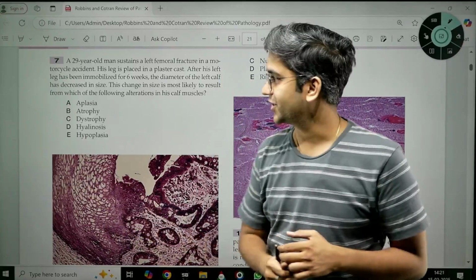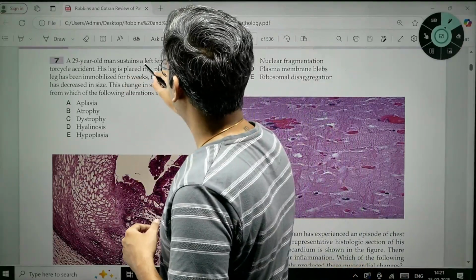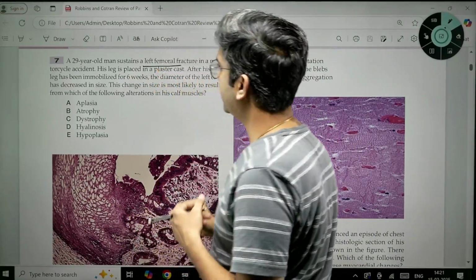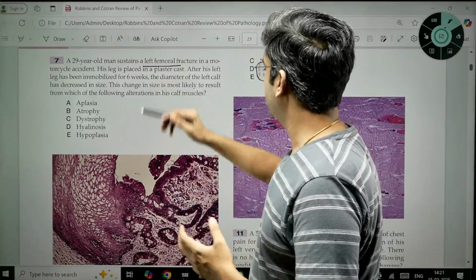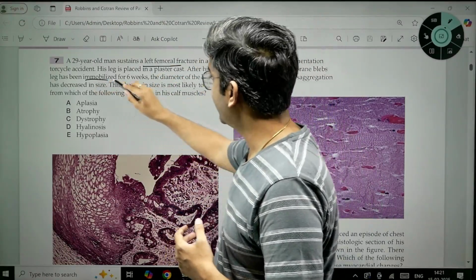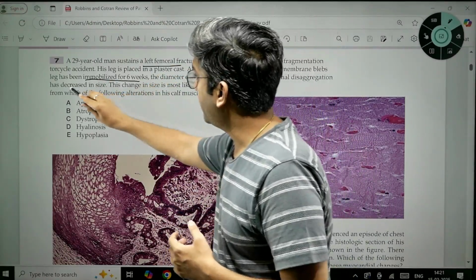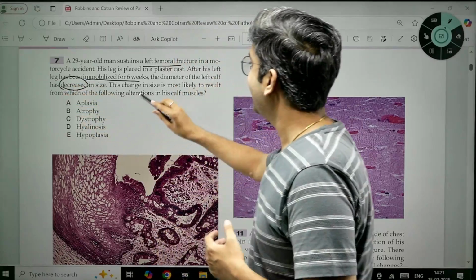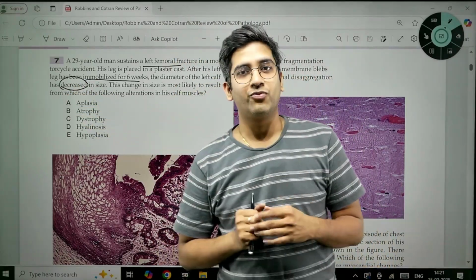Let's jump to the first question. A 29-year-old person sustains a left femoral fracture in a motorcycle accident. The leg was placed in a plaster cast and immobilized for 6 weeks. The diameter of the left calf decreased in size. The change in size is most likely the result of what?